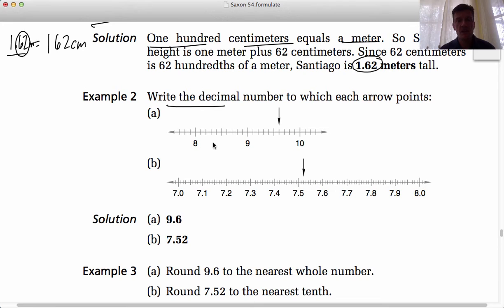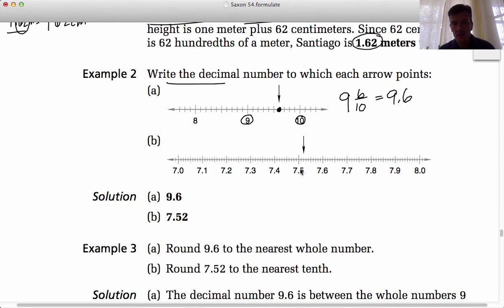Here we have a number line, and we have an arrow pointing to that location right there. So it's past the 9, not quite to 10 yet. And notice there are 1, 2, 3, 4, 5, 6, 7, 8, 9, 10 marks in between 9 and 10. So those are tenths. So that's going to be 9, and then how many marks? 6 marks past the 9. Each mark is a tenth. So that's 9 and 6 tenths, or 9.6.